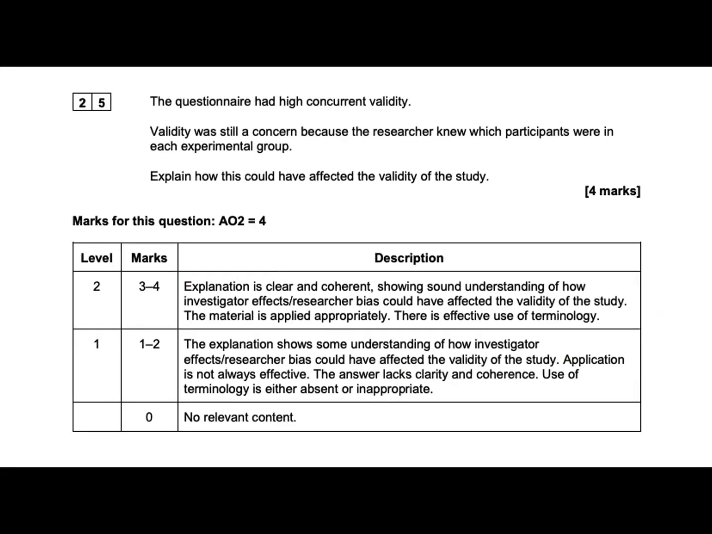Question number 25. This questionnaire had high concurrent validity. However, validity was still a concern because the researcher knew which participants were in each experimental group. Explain how this could have affected the validity of the study.